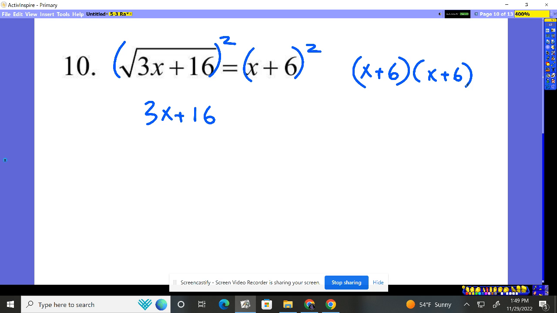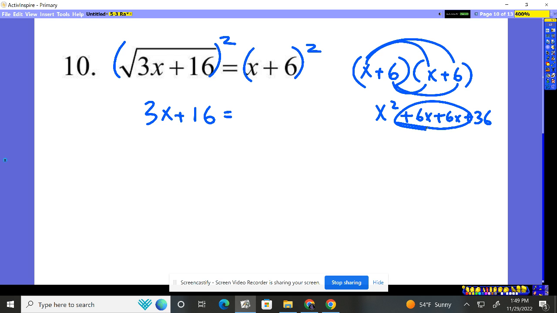Binomial times a binomial. X times x, x squared. X times 6, 6x. Now this 6 times that x is 6x, and this 6 times that 6 is 36. This ends up giving us, when I put these two together, which will be 12x, I get an x squared. I have the 12x there, as we just said, and 36.